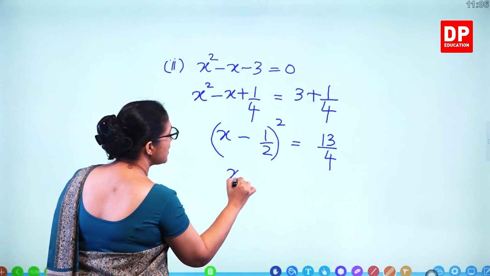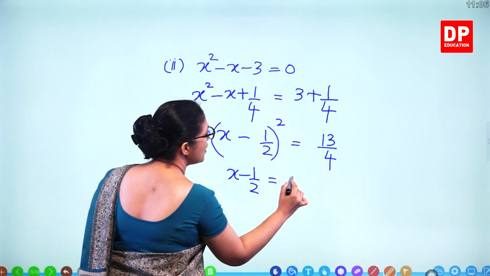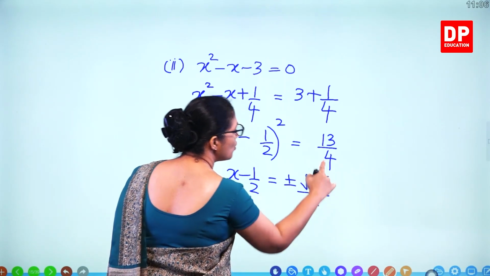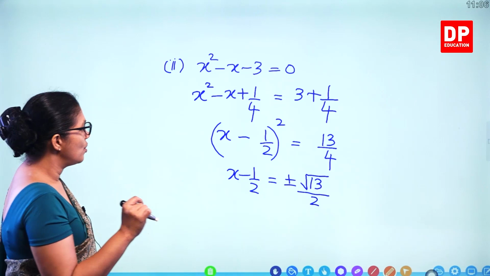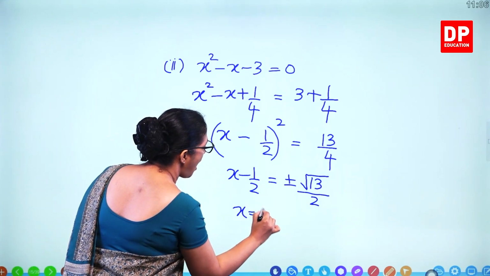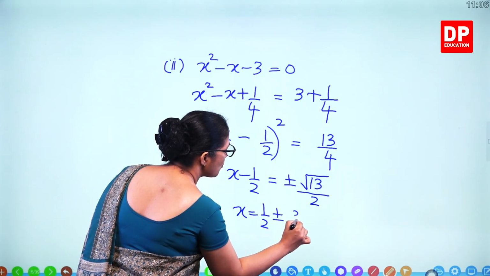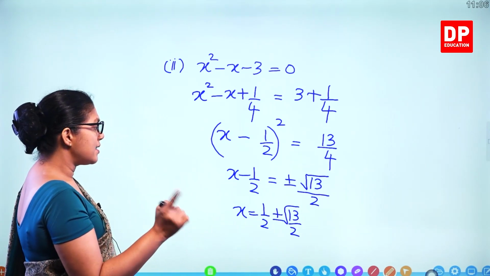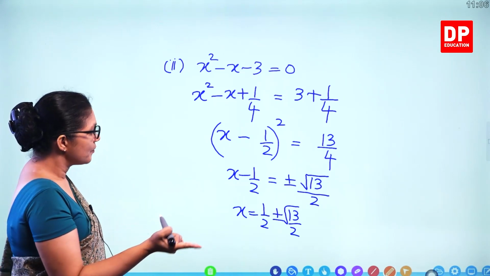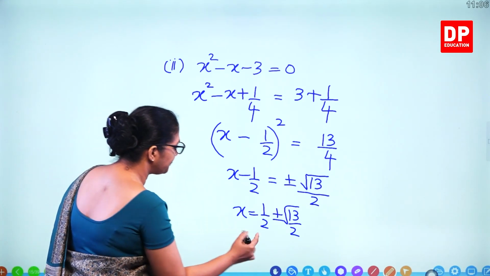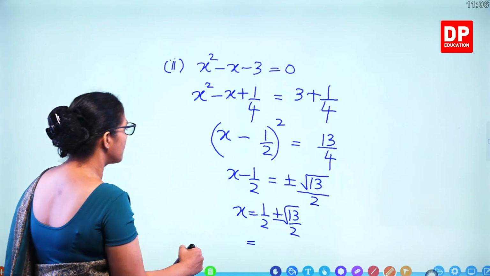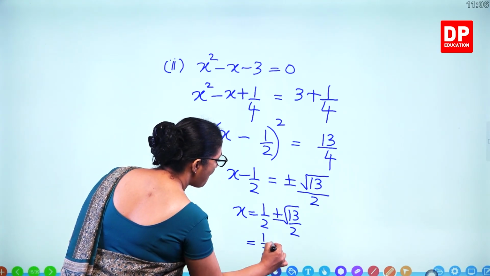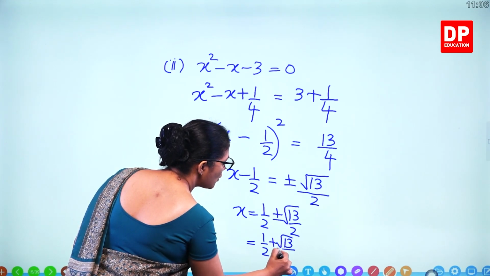Take the square root of both sides. x minus half is equal to plus or minus root 13 over 2. The square root of 4 is 2. So what is x? Half plus or minus root 13 over 2. You can't take negative values, x is a length. So we'll take the positive value, half plus root 13 over 2.